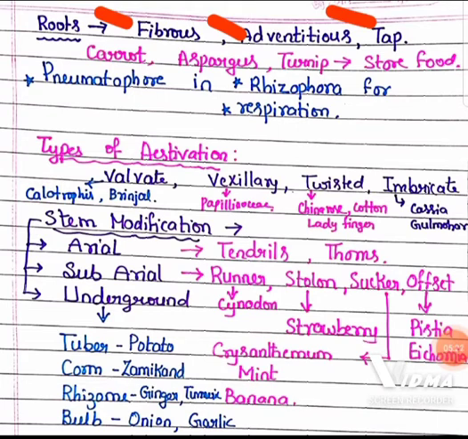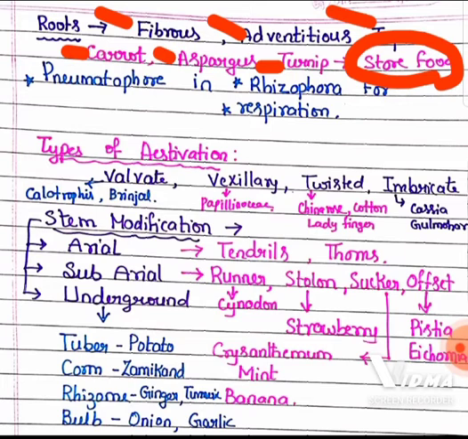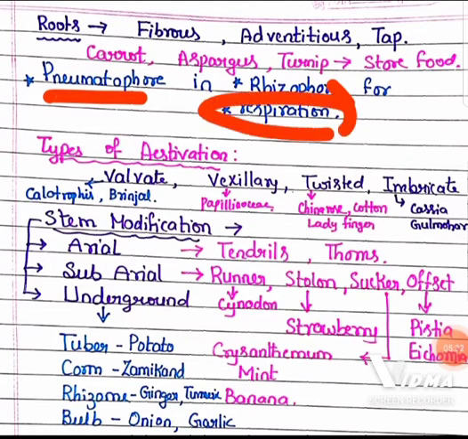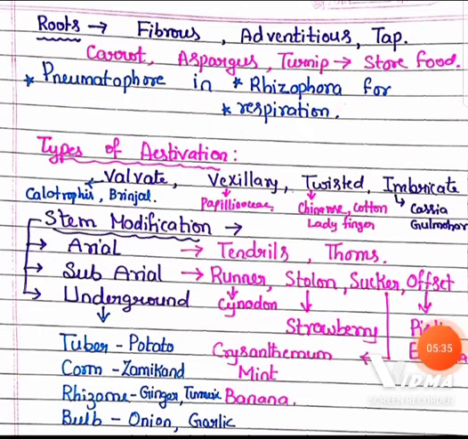Now, roots, three types: fibrous, adventitious, and taproot. In that, carrot, asparagus, and turnip are the modified roots meant to store food. And pneumatophore is also one type of root. Example, Rhizophora, that helps in respiration. And types of aestivation: valvate, vexillary, twisted, and imbricate. Remember examples for valvate: calotropis and brinjal; vexillary, Papilionaceae family plants; twisted, china rose, cotton, ladyfinger; and imbricate, cassia and gulmohar. Remember the examples of these four types of aestivation.